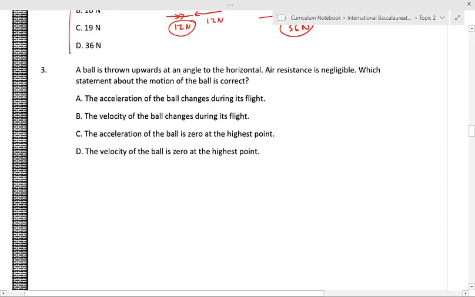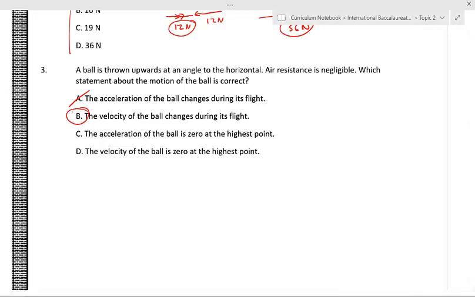A ball is thrown upwards at an angle to the horizontal. Air resistance is negligible. Which statement about the motion of the ball is correct? The acceleration of the ball changes during its flight. That's not true because the acceleration is always 9.81 meters per second downwards. The velocity of the ball changes during its flight. This must be true because it is accelerating throughout its flight at 9.81 meters per second downwards.